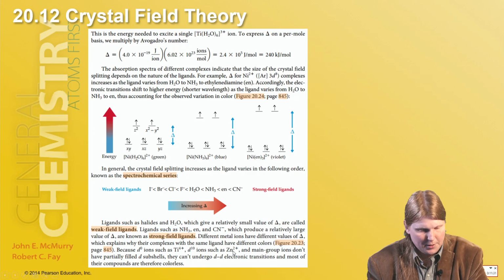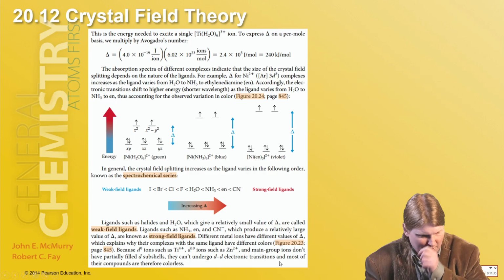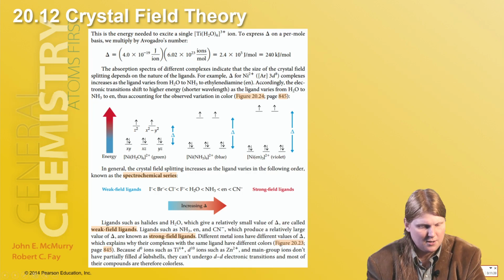So that's where you get the bigger differences. They talk about d10 ions. Main group ions have no partially filled d orbitals. They can't undergo d-d interactions, and most of them are colorless. So the strong colors, which we saw at the beginning of this chapter on transition metal complexes, typically come from crystal field splitting. And this is why that happens.